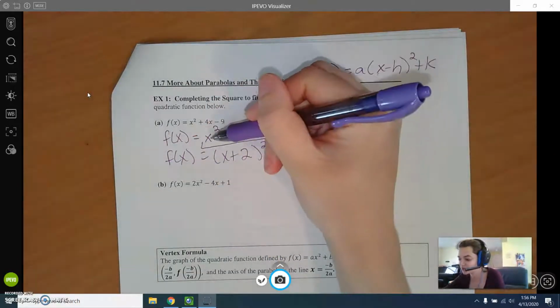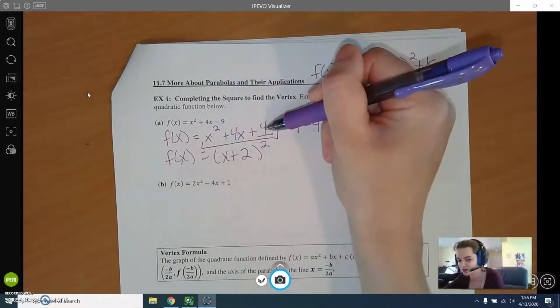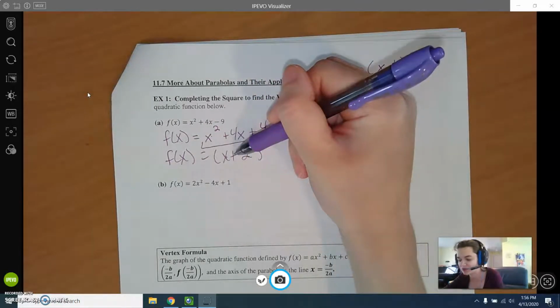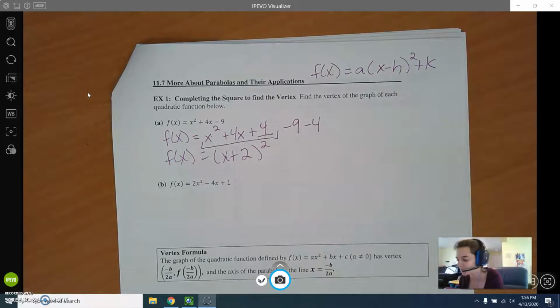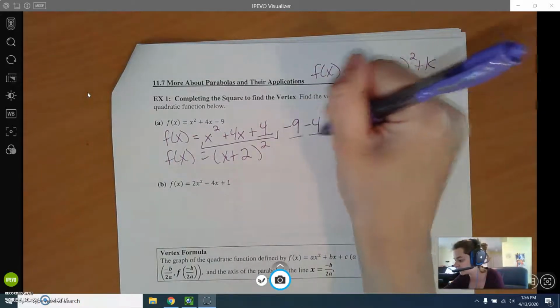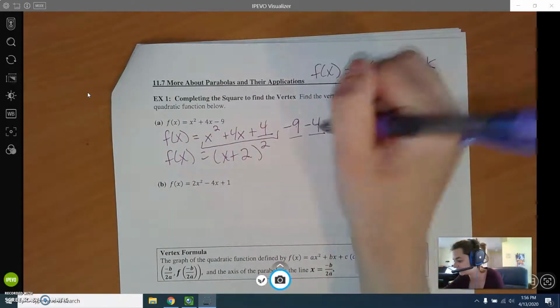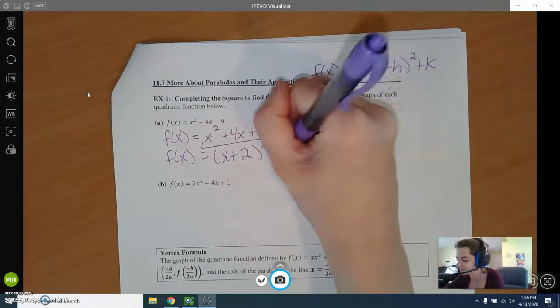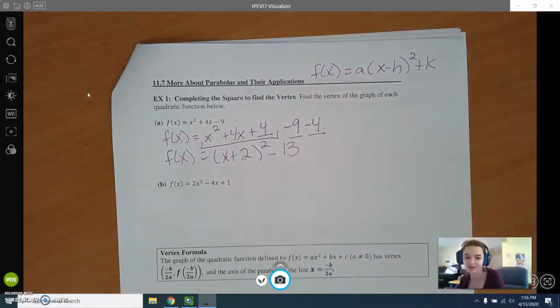So remember that the square root of x squared is x, the square root of 4 is 2, and we keep the same sign as the middle. Okay? Then we can combine some like terms over here. Negative 9 and negative 4 would be negative 13. And ta-da! We are in vertex form.